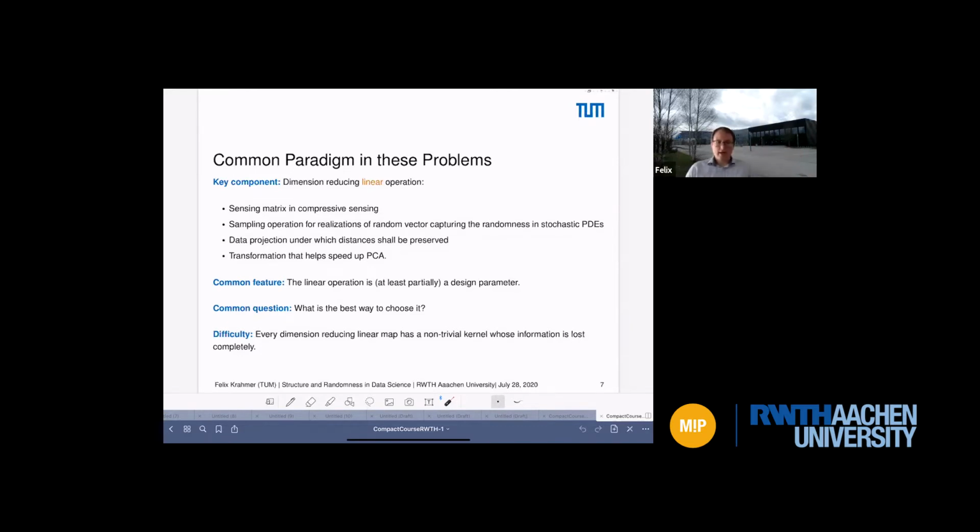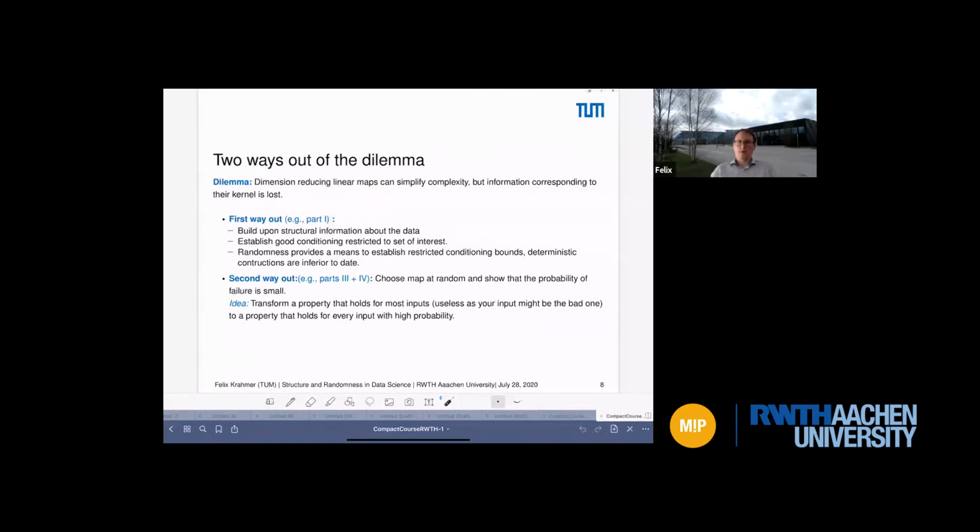And as you all know, every dimension reducing linear map has a non-trivial kernel, and that information is lost. So if your signal is exactly in the kernel of this projection or map that you apply, then you're lost and there's nothing you can do, right? Because then you will get 0, and you know that you are in the kernel, but it could be any vector in the kernel, right? If you're substantially reducing the dimension, then the kernel will be very large. So what are we going to do about this? There are basically 2 ways out of the dilemma, and I think we will talk about both of them today.